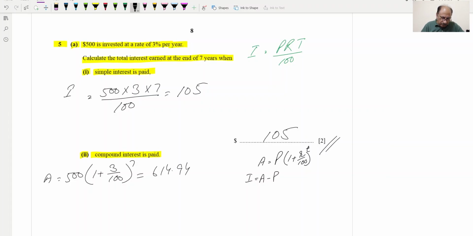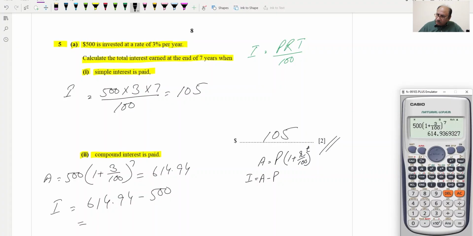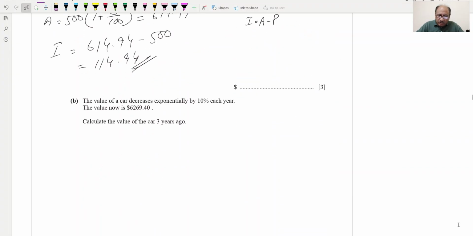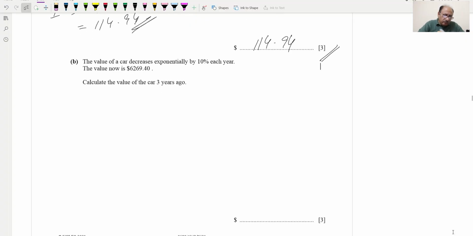614.94, and the amount of interest will be equal to 614.94 minus 500, which is the original investment. So this will be equal to 114.94. 114.94 up to 2 decimal places. This will be our answer, which we can provide over here, 114.94. 3 marks part, which we are done. Now we can move to the B part.